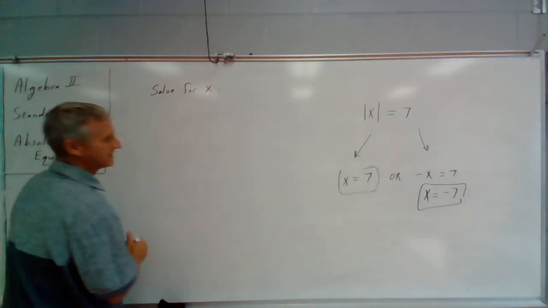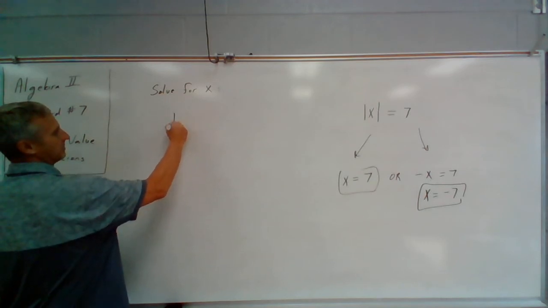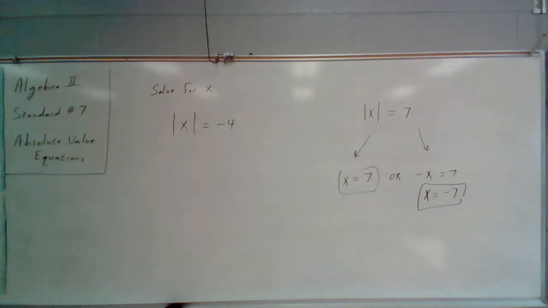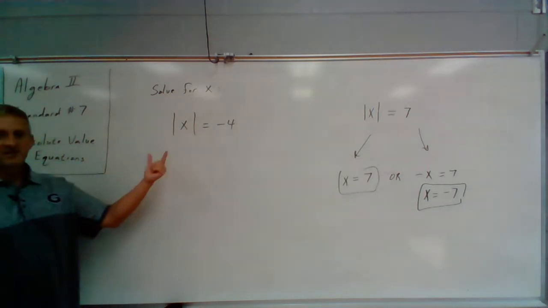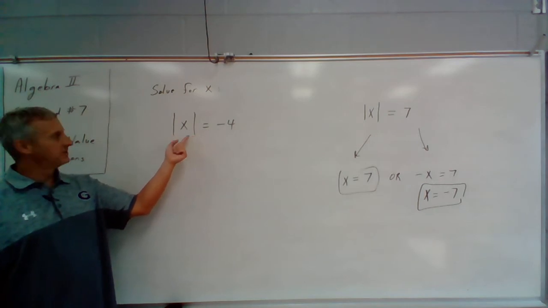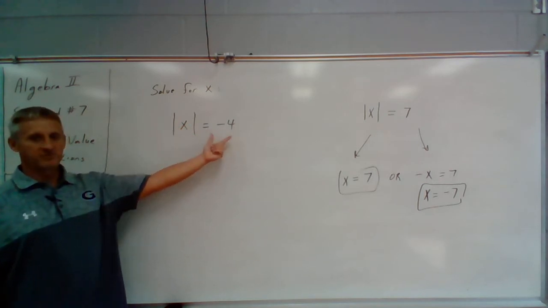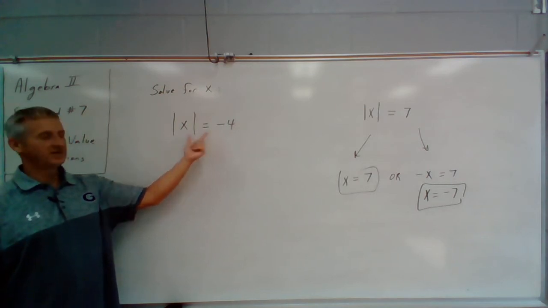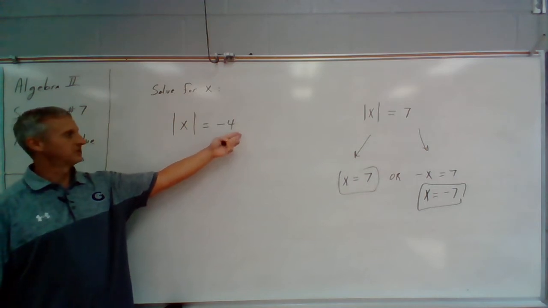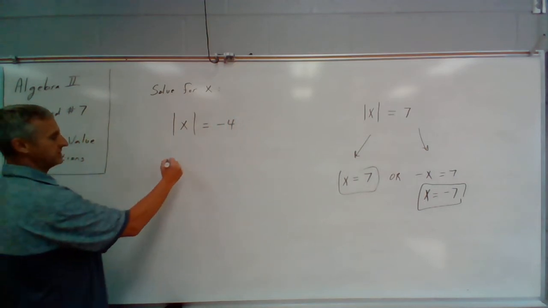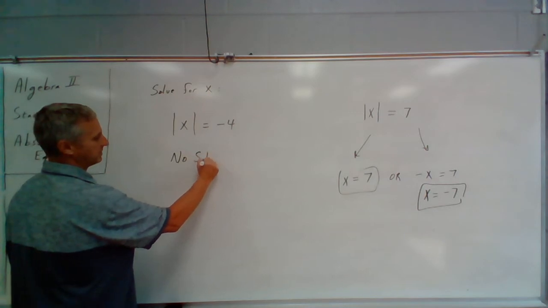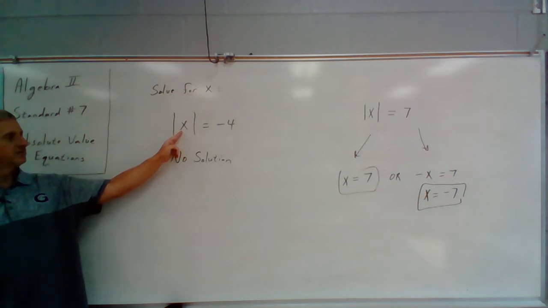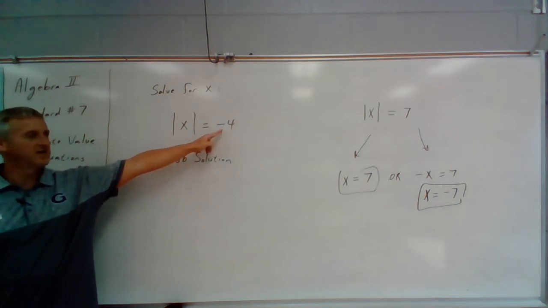Let's try another example. Absolute value of x equals negative 4. So let's think about this. The absolute value of a number will make that number positive. So is there any value of x we can take the absolute value of and get a negative 4? No, of course not. Your answer will always be positive. So this has no solution. If I take the absolute value of any number, my answer will always be positive. There's no way to get a negative number.